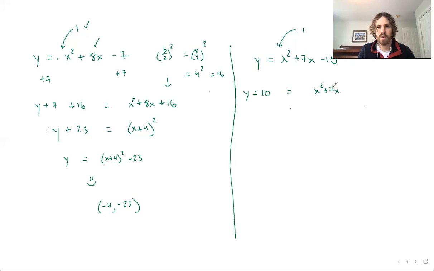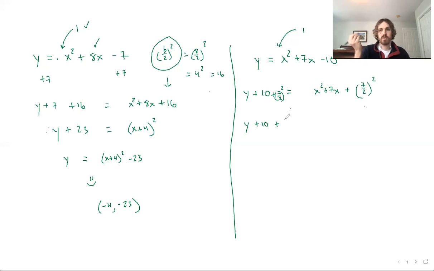Now I'm going to complete the square. What I need to add is 7 over 2 squared, right? That's the b over 2 squared. So I'm going to add 7 over 2 all squared to both sides. So I've got y plus 10 plus, well, 7 over 2 squared would just be 7 squared over 2 squared, just 7 times 7 over 2 times 2, which would be 49/4. And that is going to equal x plus 7 over 2 squared.